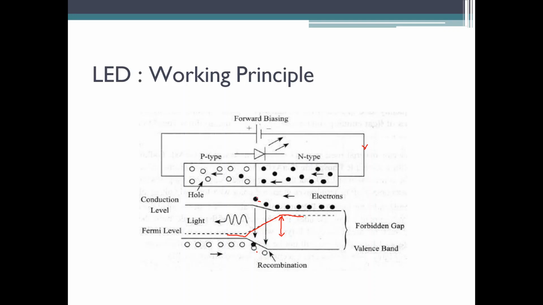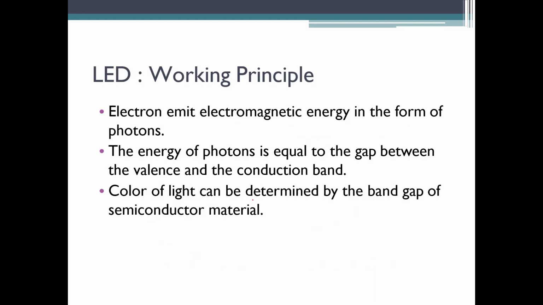If the device has to jump from one level to another level, or if they have to combine together, that extra energy has to be given up. That extra energy that has been given up will be in the form of light. See, electrons emit electromagnetic energy in the form of photons. The energy of the photons is equal to the gap between the valence and the conduction band. So that is what I have been explaining to you.